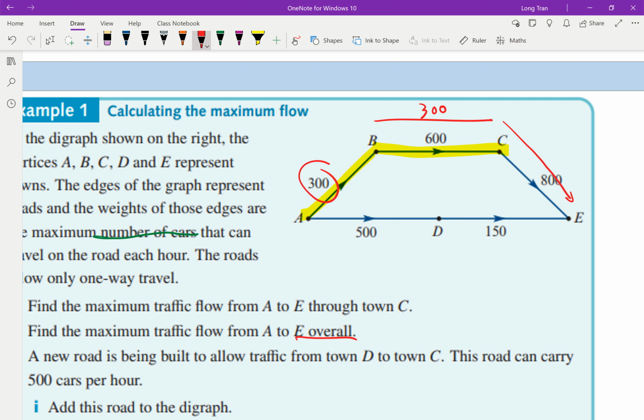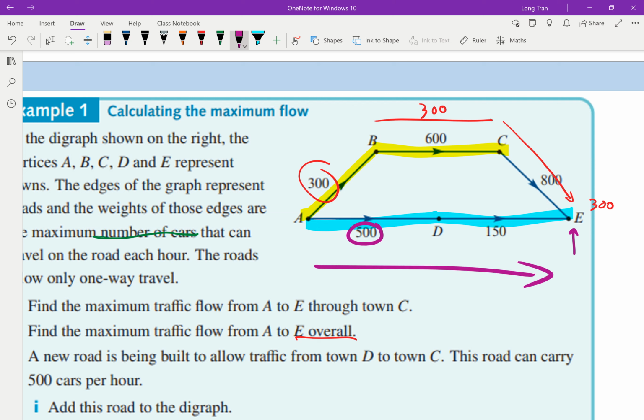So 300 is here, but then you have to also account, well, the source is also connected this way. A to D, I've got 500 cars going A to D, which tells me this is still 500 going through, but then notice from D to E, I only take 150. So how many extra am I expecting to get to E going down this pathway? 150.